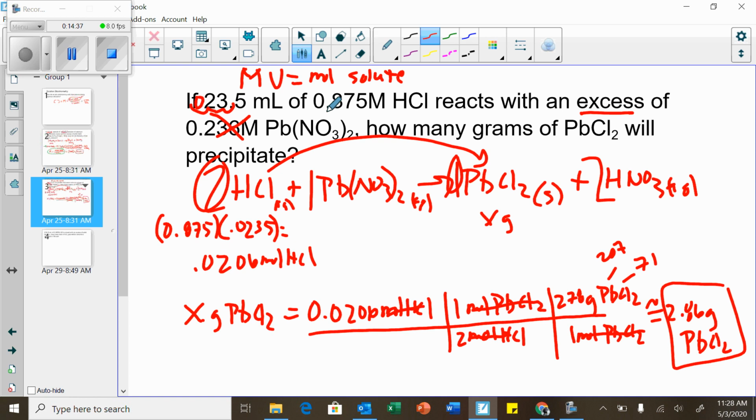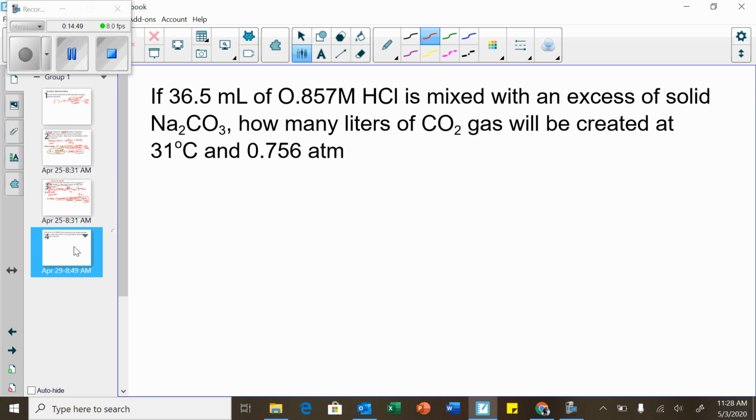For this last problem, it's kind of a little bit more of a challenging problem here, but hopefully you'll be able to follow this. So what I'm going to do is combine a whole bunch of skills here. So we have an aqueous solution, right? We have a solid, and we have a gas. Whoa, look at that. So we have all three. And when we have that kind of a problem, we're going to have to utilize a lot of skills, right?